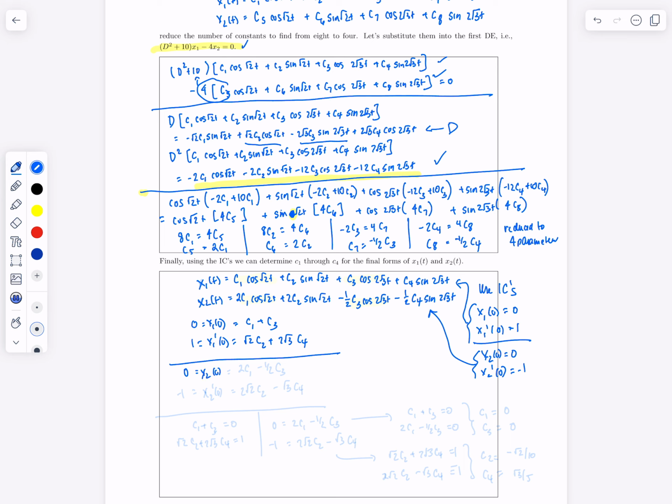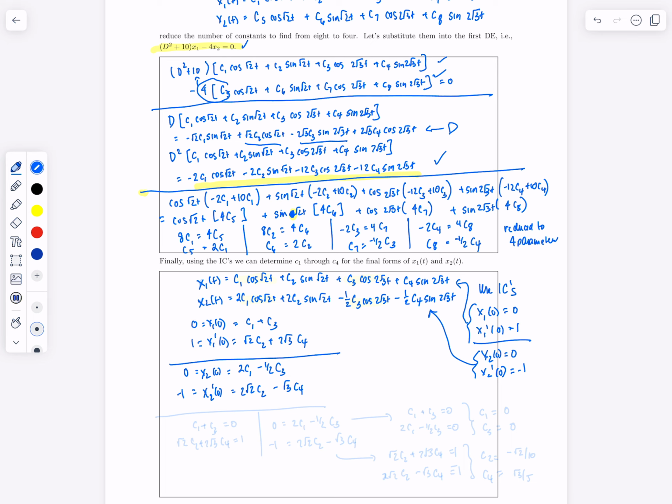When you plug in 0 for the x2 expansion, you're going to get 2c1 minus 1/2 c3. And then similarly, if you plug in the derivative, x2 prime at 0, you're supposed to get minus 1. That's going to turn out to be 2 on the square root of 2, c2 minus the square root of 3, c4. Okay? And so what we have to solve is 2 2x2 systems.